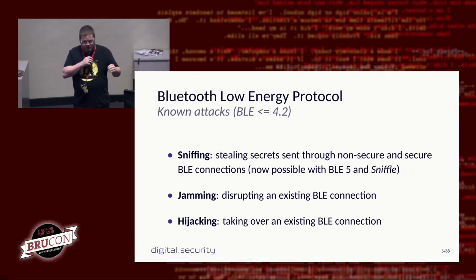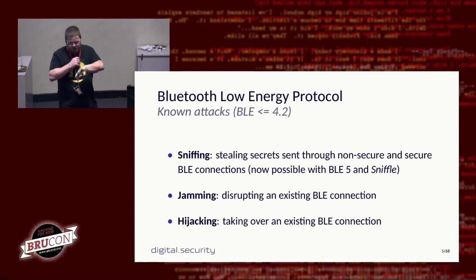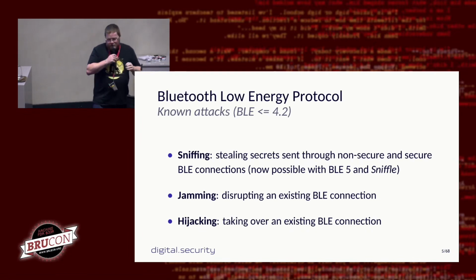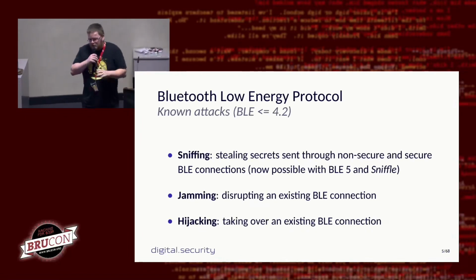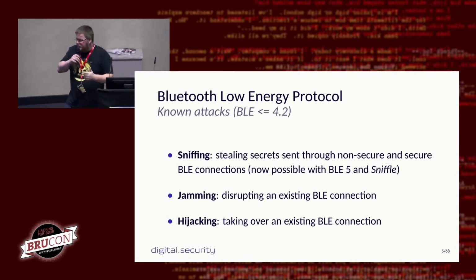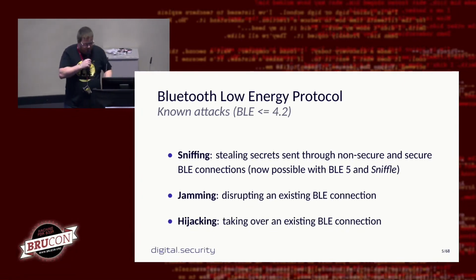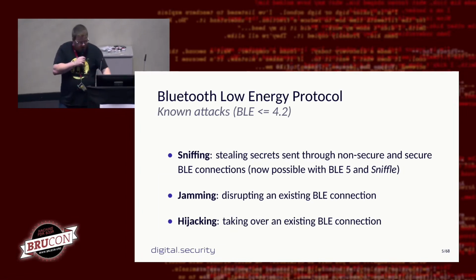Hijacking is quite the same. We are going to jam a device, and then we can take complete control of this existing connection. Basically, we just disconnect the master connected to the slave device, and we take its place to keep the connection open. And then we can do whatever we want with the slave device. These three attacks are pretty well known, and they work only on the BLE 4.0 to 4.2 versions of this protocol, except for the sniffing, which is now possible with BLE 5. But what about jamming and hijacking?